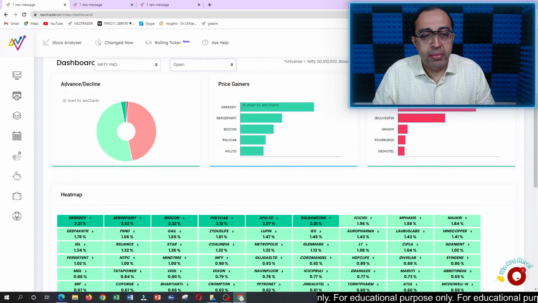And when you're looking at the market from the open, yesterday Dr. Reddy witnessed a sharp reaction. Now it's trying to rebound. You can see here Berger Paints. So let's go and take a look at the top names which are coming up on the long side.